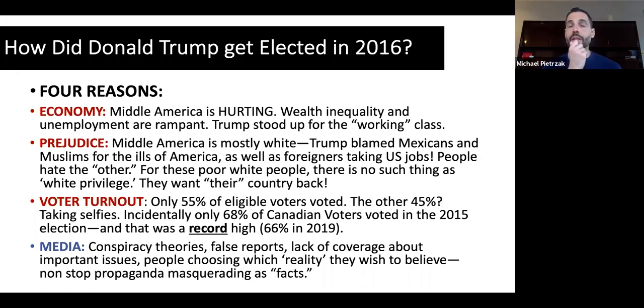And so guess what? We have conspiracy theories, false reports that aren't true, missing coverage, right? I mean, who knew that there was a major war in Yemen over the last little while? It's not really talked about, right? A lot of people are chasing other things that are not important, like reality TV, and then there's this tendency that people are getting more polarized.